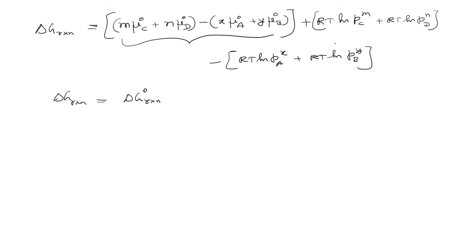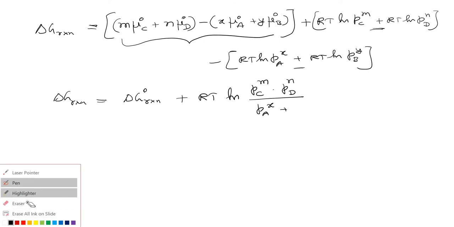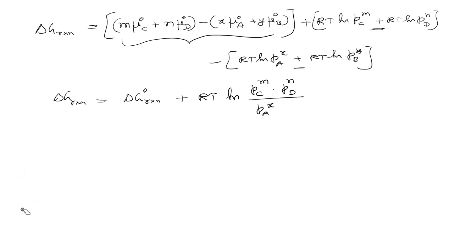And now if I combine the remaining terms, I will take RT as common. We can write this directly as RT ln of PC power M into PD power N divided by PA power X into PB power Y. We will get a term like this.